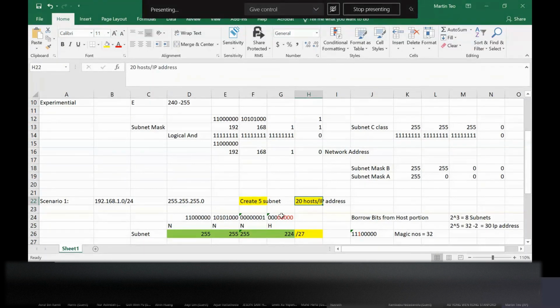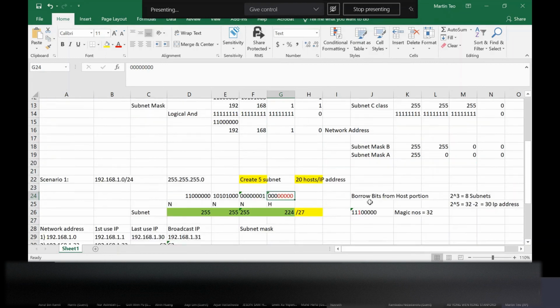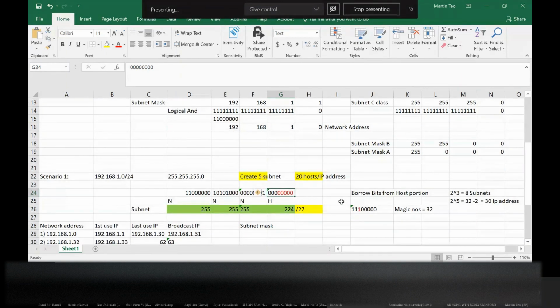So we need to borrow how many bits from the host portion? If this is a class C, we have the host portion as the last 8 bits. I borrow 3 bits. Why 3 bits? Because 2 to the power 3 is equal to 8, so I can create 8 subnets. I leave 5 bits for the host portion. 2 to the power 5 is 32, minus 2 for the network and broadcast, so every individual subnet will have 30 IP addresses. Then I tell you an important thing. This is the important thing here.